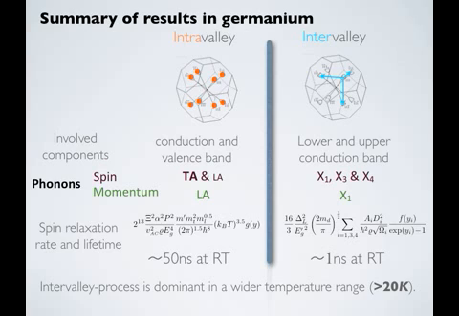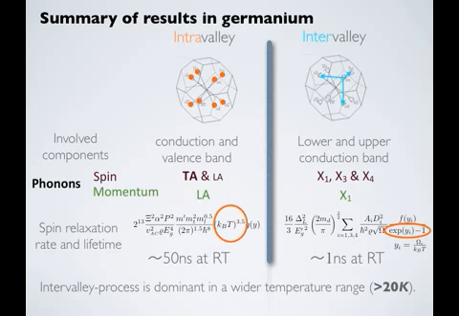Also, we give the expressions of the spin relaxation rate, which match well with the numerical result of the pseudo-potential. In the case of intravalley, the T to the 7/2 relation predicted by Yafet is a result of the k-cubic dependence of the matrix element. However, the exponential relation of the intervalley transition determines the spin lifetime, giving only 1 nanosecond at room temperature.